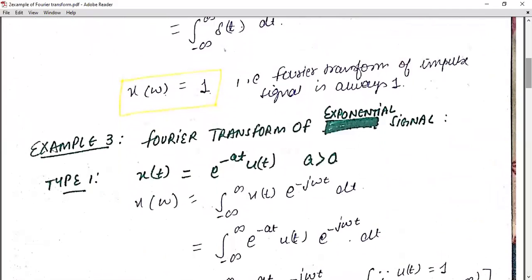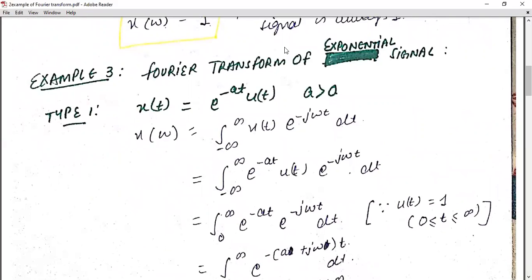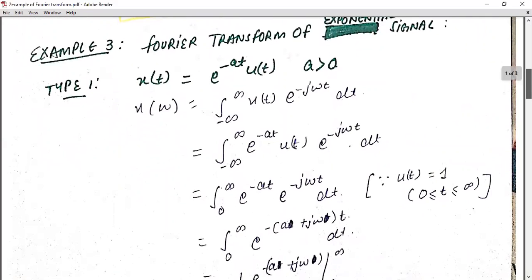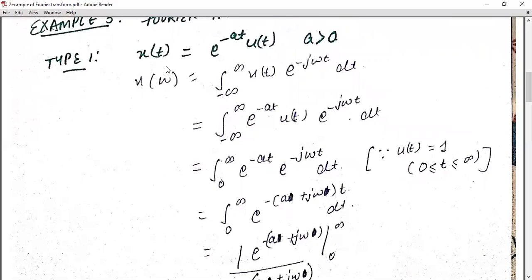Third, if you have to find the Fourier transform of an exponential signal, there are three cases of exponential signal. We'll discuss them one by one. The first type is if you get a question like this: x(t) = e^(-at) u(t). u(t), you all know what it is: it is the unit step signal.